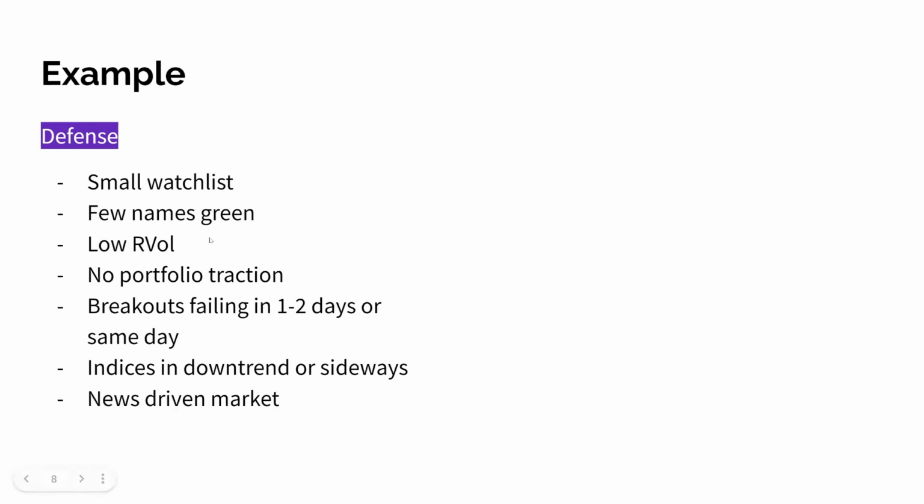Generally, this also coincides with being in a news-driven market. So when there's a lot of economic or political instability and the market is just moving based on headlines from one day to the next. Now, what does an offensive environment look like? What does an aggressive situational awareness look like?